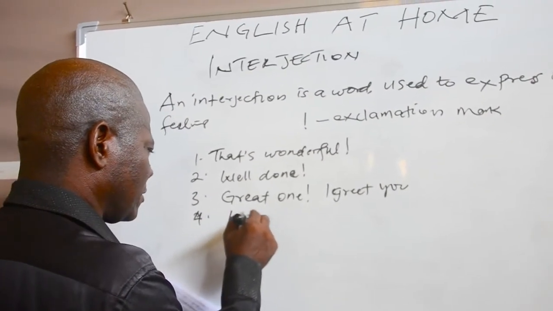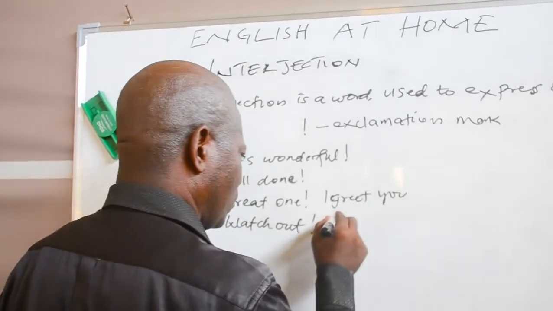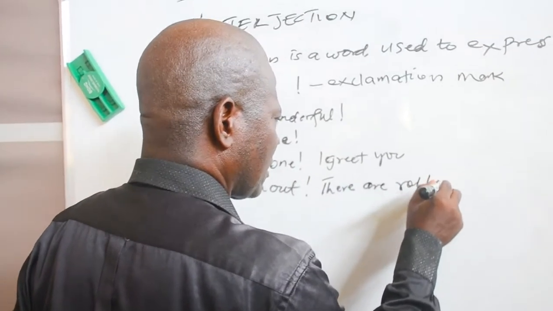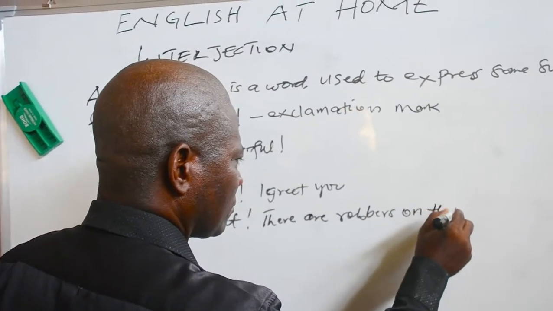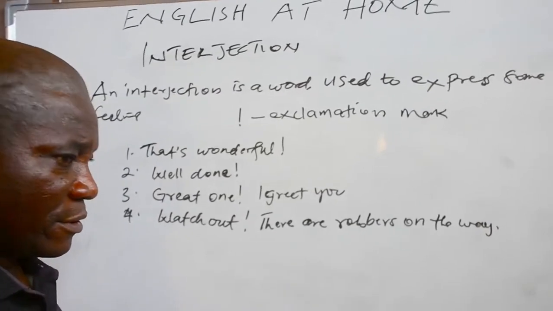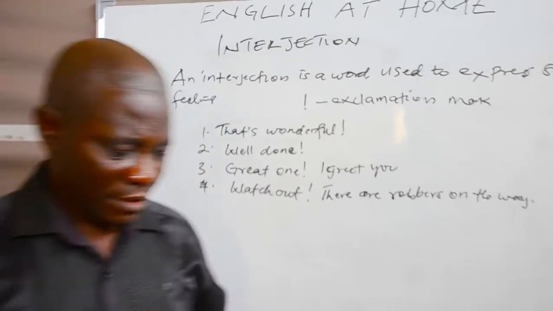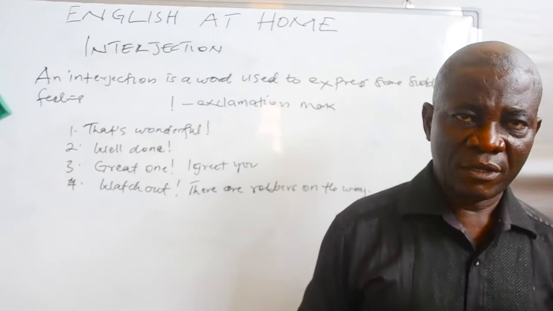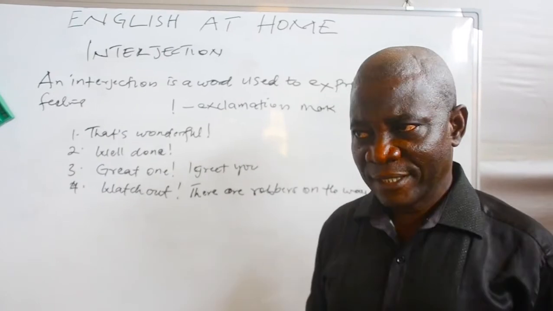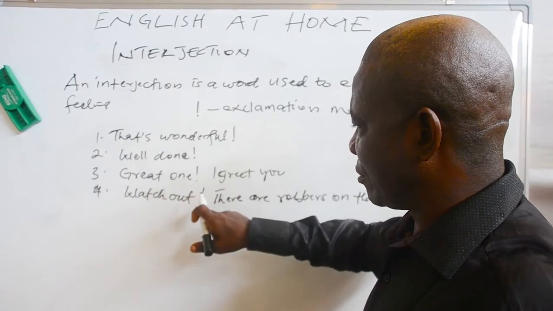We have something like, watch out, there are robbers on the way! So the interjection simply shows sudden feeling. When you have sudden feeling, the words you use, whether it is a word of joy or sorrow or anger, are called interjection and noted by the exclamation mark.